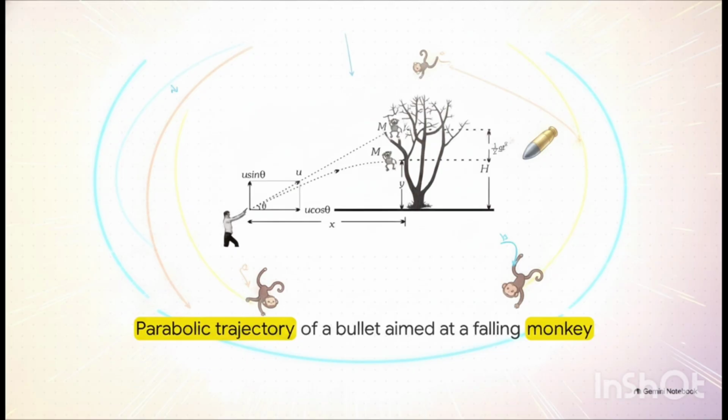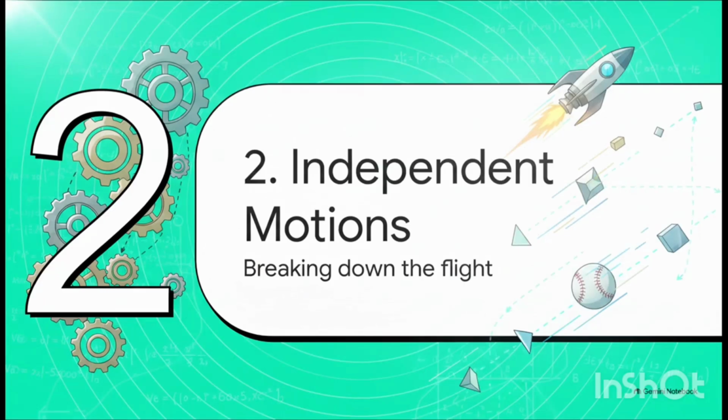Because gravity accelerates both the monkey and the bullet downwards equally, their paths perfectly intersect. That right there, that is projectile motion in action. Section 2. Two independent motions.